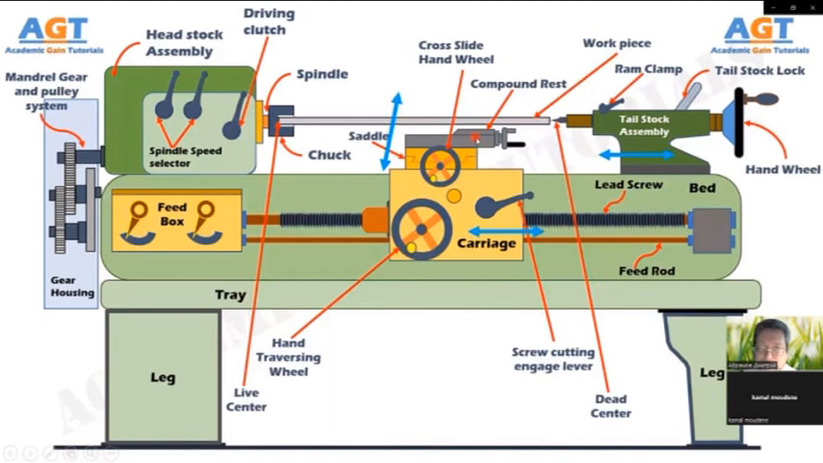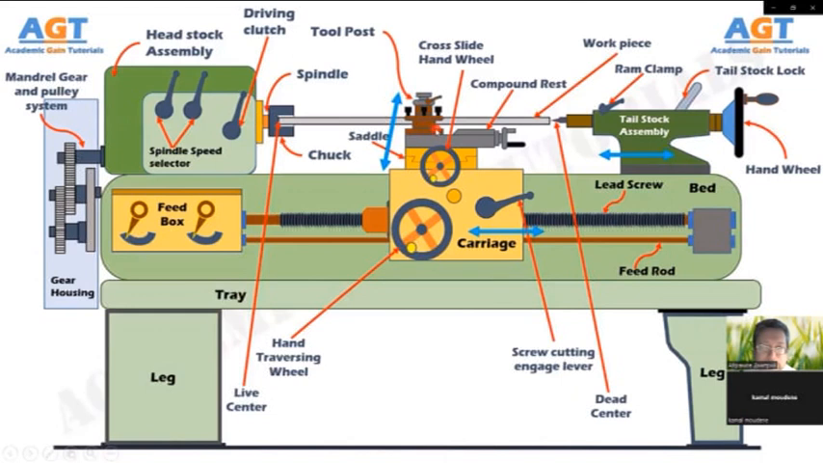Then, above the compound rest, the tool post is mounted. The tool post is an important part of the carriage, which fits in a T-slot in the compound rest and holds the tool holder in place by the tool post screw. It is the topmost portion of the carriage and it is used to hold various cutting tools or tool holders. Generally, the single-point cutting tool is mounted on this tool post.